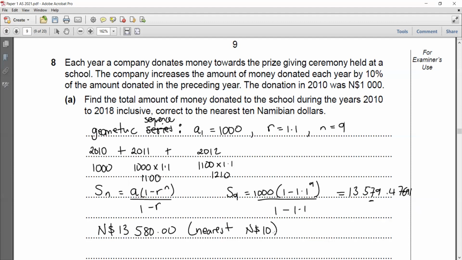This is to the nearest $10. Okay, and you can try it the other way that I said. So first work out the amount they got, or not work out, it's given, the amount they gave in 2010. Then 2011, then 2012, and then keep going until you get to 2018. And then each of these terms, add them together. Keep adding, you will see that you will get the same amount. It's just that this will take you much longer to do than the way that I have done it over here.